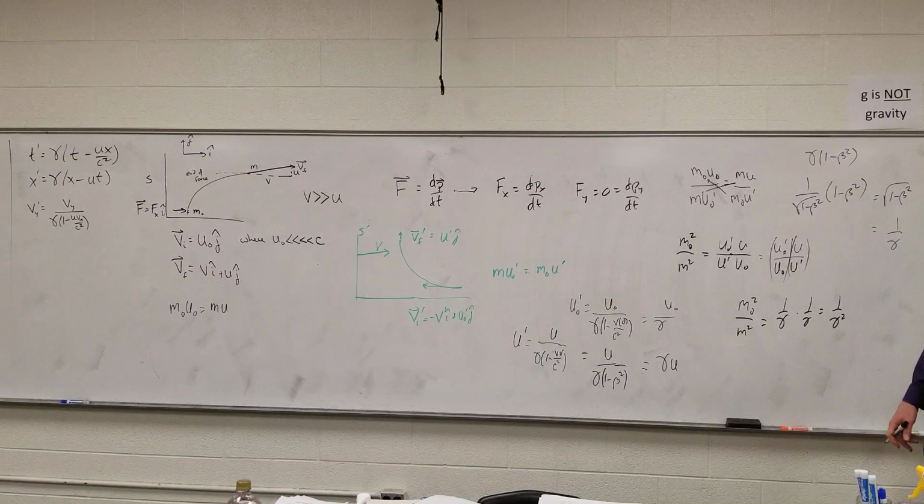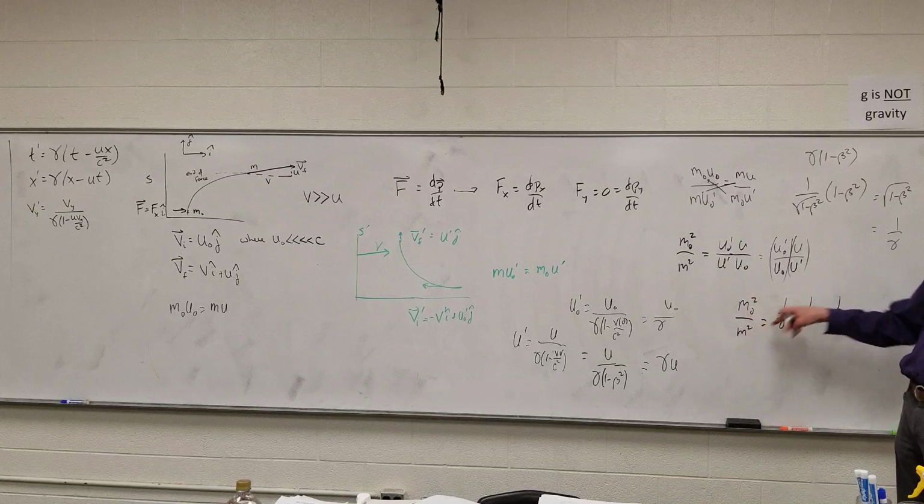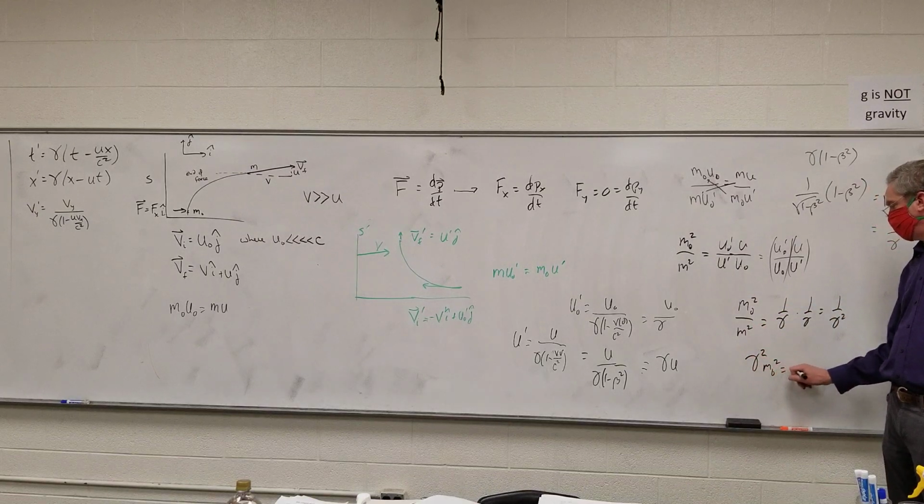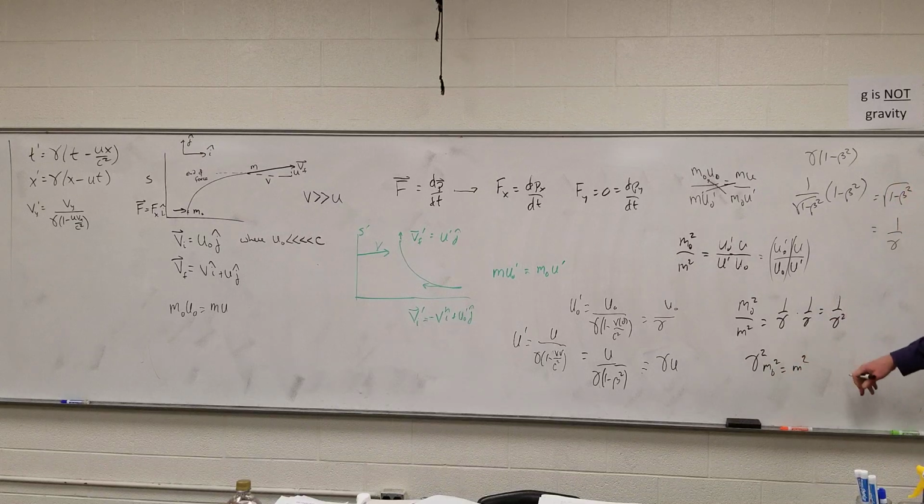Now it's a matter of getting to the form that we like. I'm just going to get rid of the fractions, bring gamma squared up, bring m squared up. So we'll get gamma squared m naught squared is equal to m squared. Take the square root, and we have mass is equal to gamma times m naught.